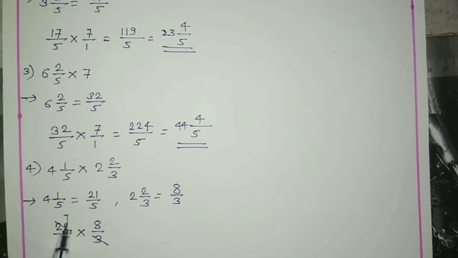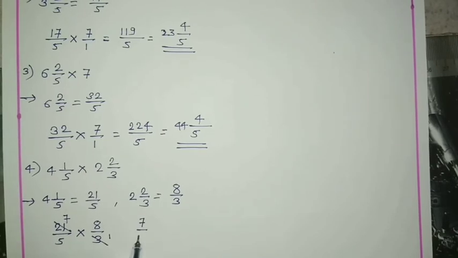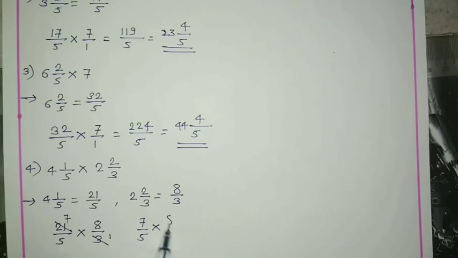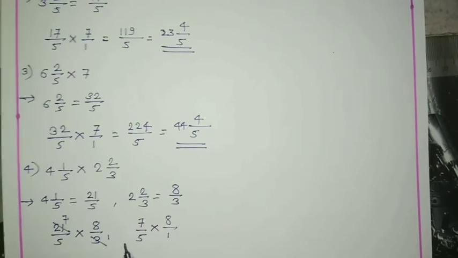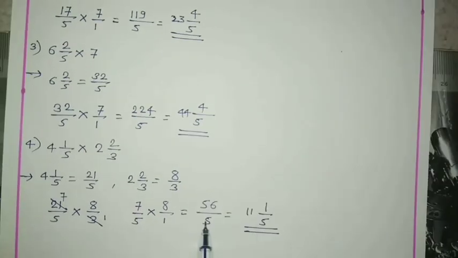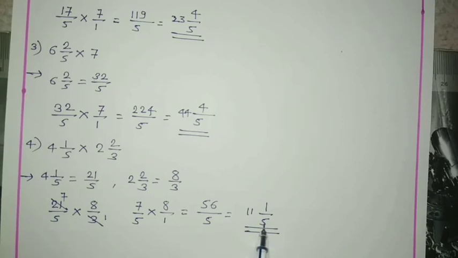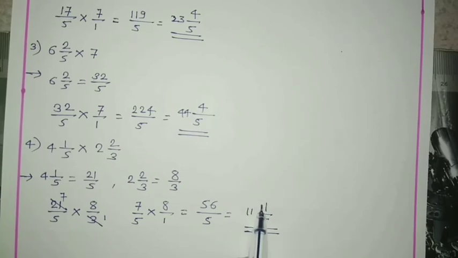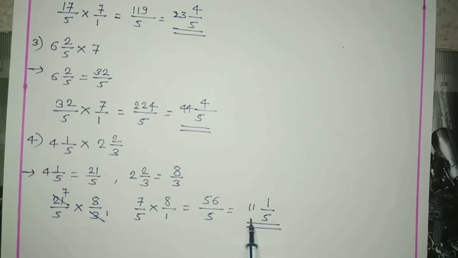So 3 sevens are 21. So this cancels. Here 1 remains. So 7 divided by 5 into 8 divided by 1 we get. Means your answer is 56 divided by 5. So we have to convert it into a mixed fraction. 5 stays as it is, and 11 fives are 55, and 55 plus 1 is 56. So your final mixed fraction is 11 1 divided by 5. So this is your final answer. This is the mixed fraction of your question.